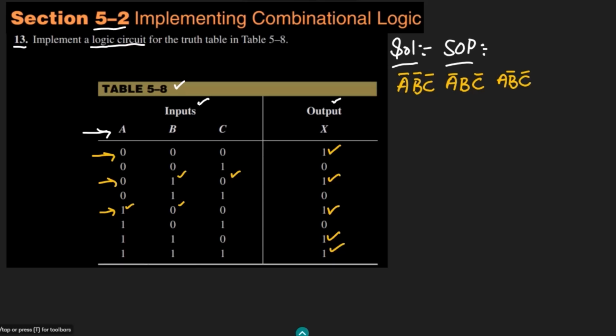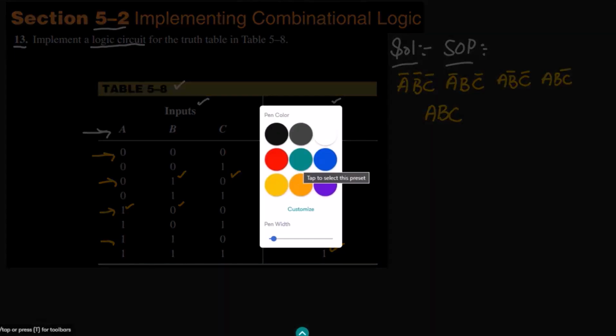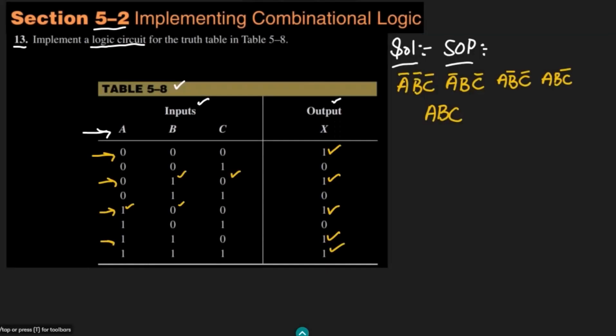The second last one is A, B, C, that is 1 1 0. So I have to make it A, B, C complement. And the last one is 1 1 1, because for it the output is also 1. So that would be A, B, C. After it, what will be the step? I have to add them together in order to get the output. That is the summation of them, and that is the sum of product form for my question, and it is now very easy to implement.